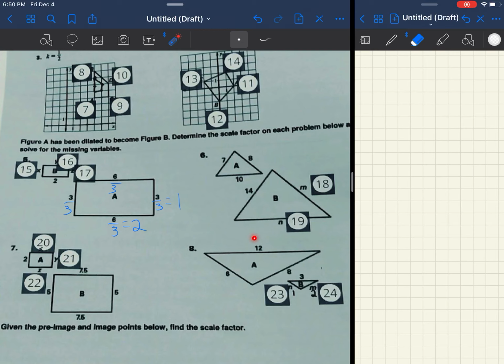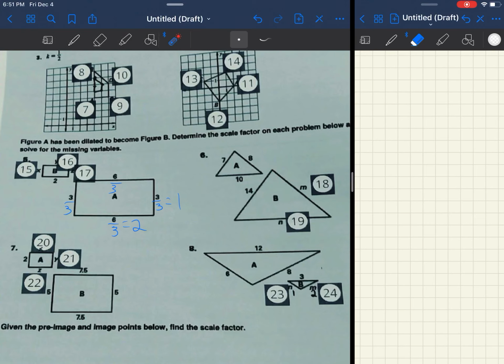So let's go ahead and move over to this figure right here. And remember, the directions say that A turns into B. So we start with this figure. And I'm going to look at this side. It's a 7. The corresponding side over here is this side right there. And it's a 14. So what do I have to multiply 7 by to get to 14? And of course, that's going to be a 2. 7 times 2 is 14. So I'm going to multiply all these sides by 2 to get these sides over here.